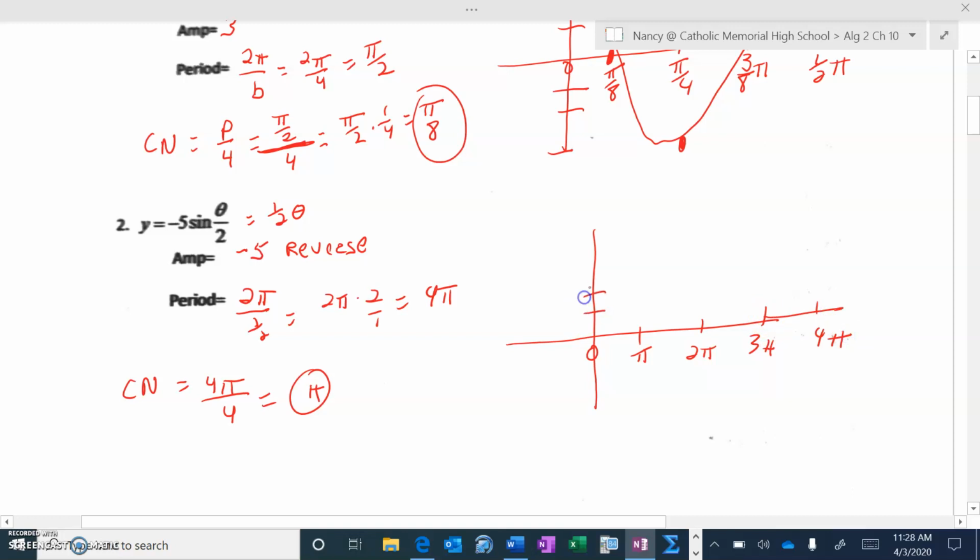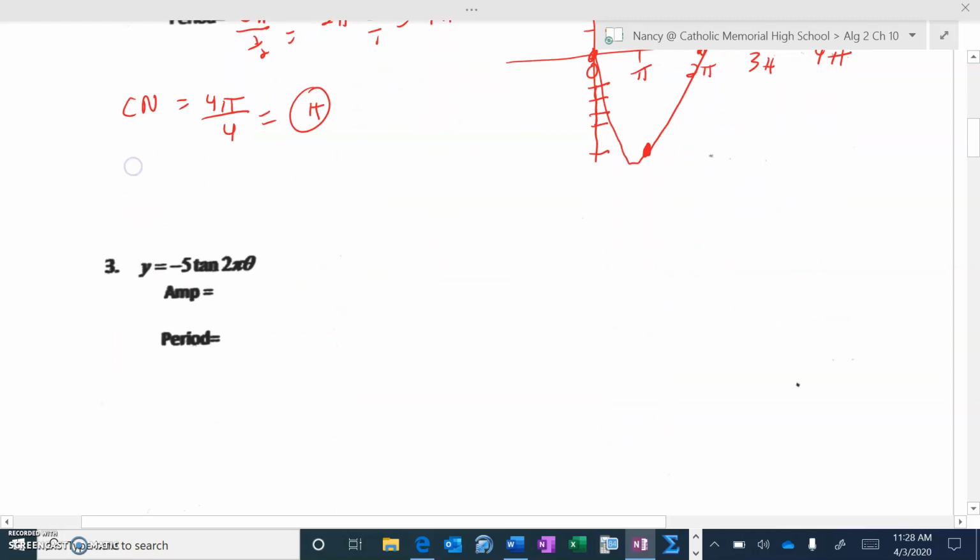And I'm at a reverse graph amp 5 for the sine. Sine starts at the axis, usually goes up, but then, because it's a reverse graph, it goes down, then it goes to the axis, then it would go up, and then it would go back to the axis.